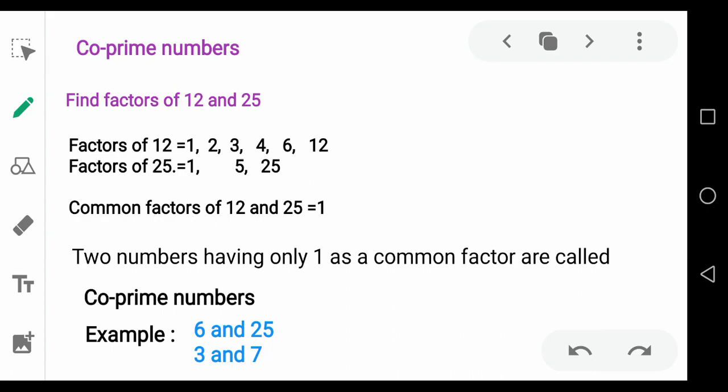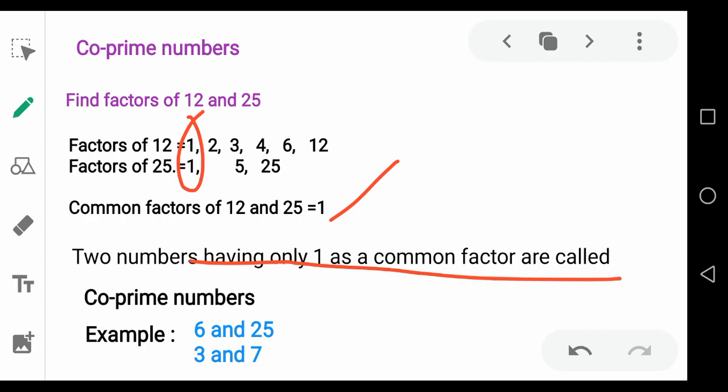Now we have to choose the factors which are common for both 12 and 25. What are the factors common for both 12 and 25? You can see only 1 is there, right? Is there any other common factor? No, only 1 is there. So what we can say is two numbers having only 1 as a common factor are called coprime numbers. That means here you can see only 1 is a common factor, right? So such numbers are called coprime numbers.